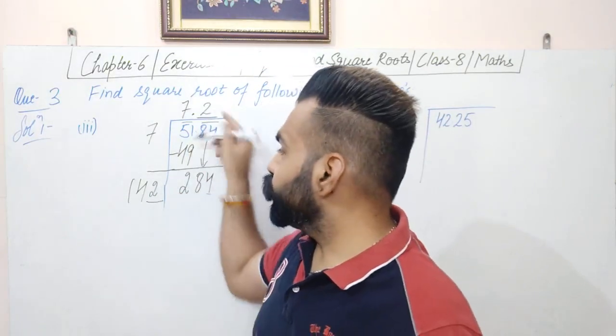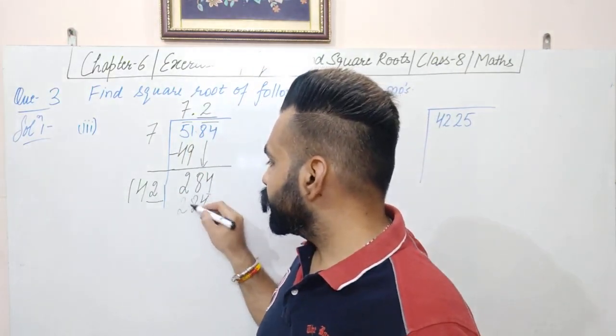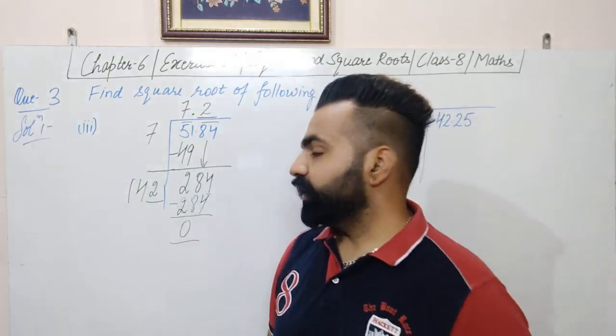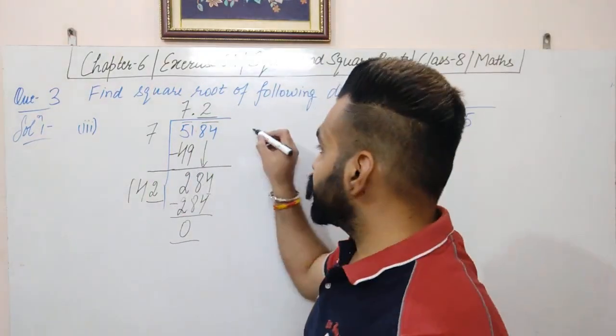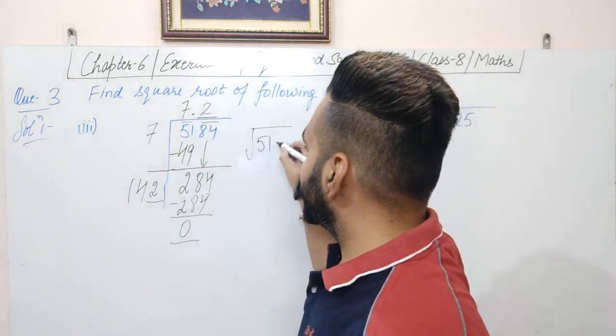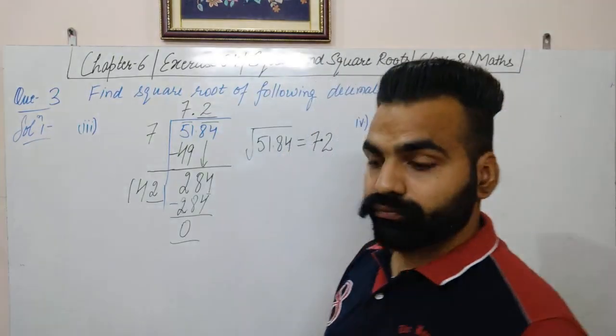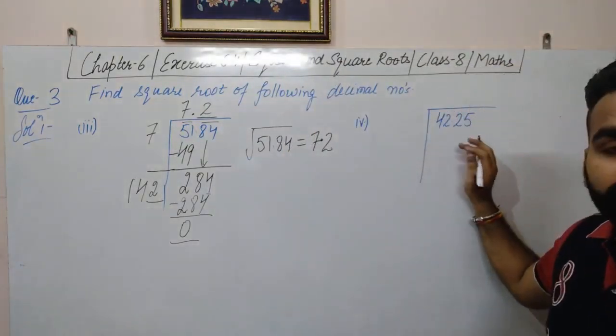So 142 into 2 is 284. So the remainder here is 0. So therefore the square root of 51.84 is 7.2.